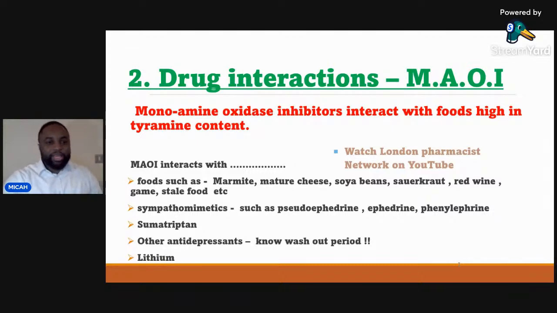The next one is sympathomimetics. Sympathomimetics can also interact with monoamine oxidase inhibitors, and they would also cause hypertensive crisis. So we're talking about some of the ingredients in cold and flu medication.